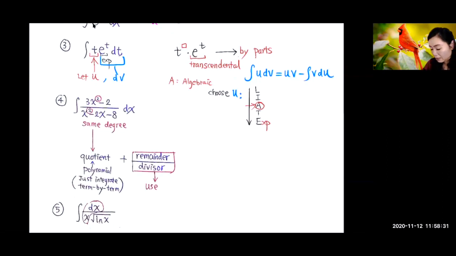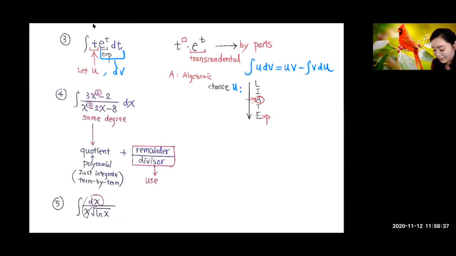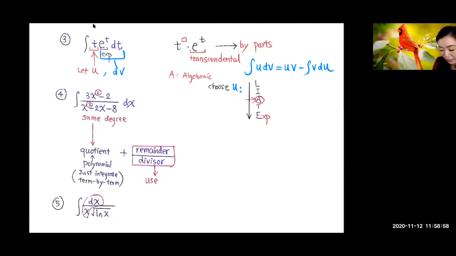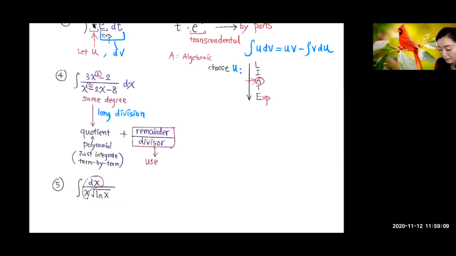What about this one over here? They have the same degree. What's the first thing to do? Long division. Yes, long division. So same degree over here, so we're going to use long division first. Then we can write this as a quotient plus remainder over divisor. The quotient is a polynomial, so we can integrate it term by term. For the remainder over divisor, we're going to use partial fraction decomposition, PFD.